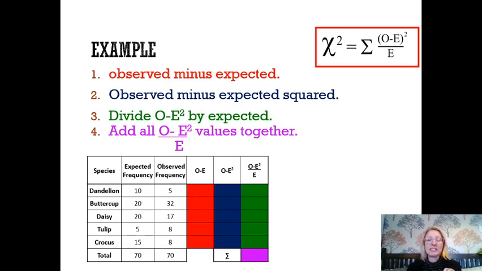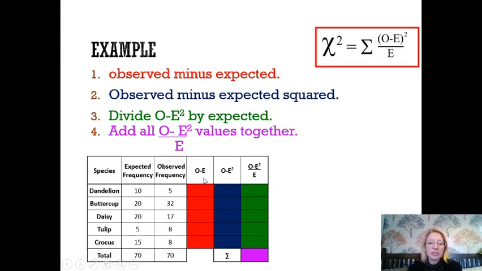And so I've got my step-by-step here. Now with any formula, you need to do things in the correct order. We call it the order of operations. So we're going to start off with the brackets here. So step one then is observed minus expected. And then we're going to square that. So observed minus expected squared is step two. Then we're going to divide that by expected. That's step three. And then we're going to add all of those together.